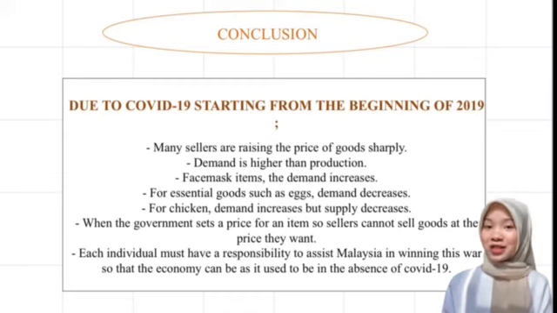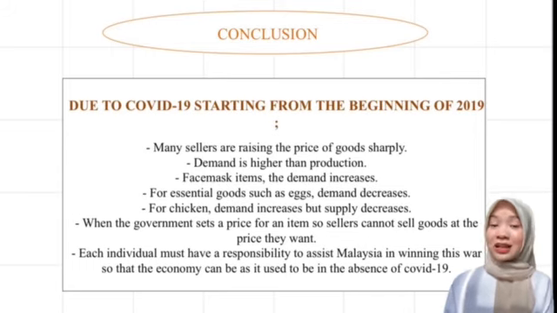Hence the importance of government intervention in market equilibrium. When the government sets a price for an item, sellers cannot sell goods at the price they want. Examples are essential items such as sugar, oil, and vegetables. The government will set the price according to the ceiling price. The ceiling price is below equilibrium, so all the people can buy goods because the price is still under control.